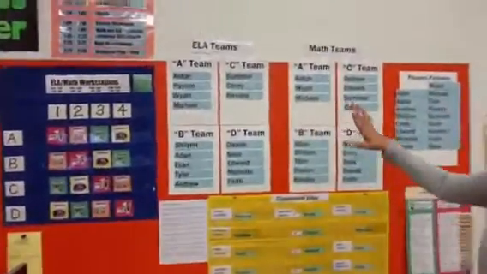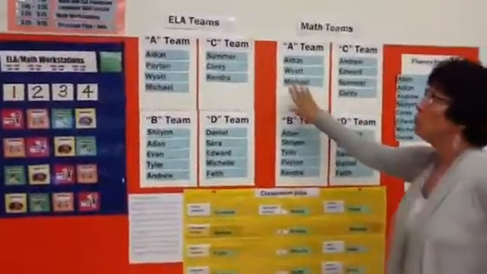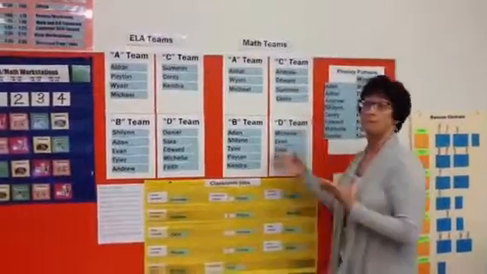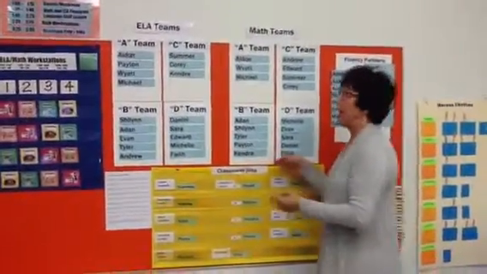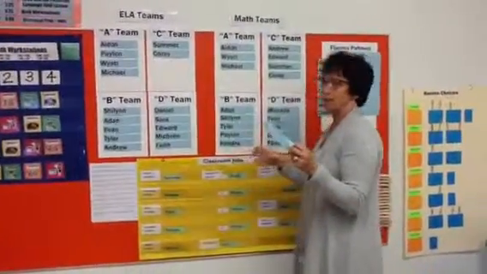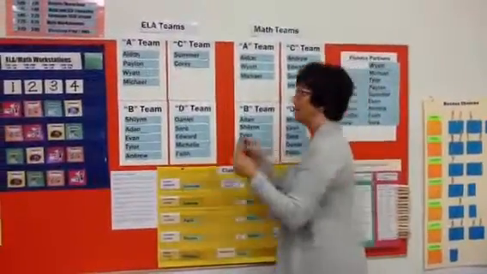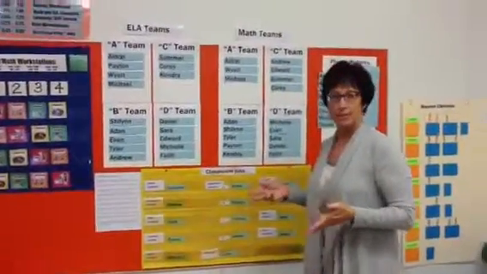The other item I have on the business center are the teams, who belongs on what team. I have separate teams for ELA and for math, because the skills and ability levels are different from one subject to the next. All of these items are placed on here with sticky tack because they are fluid. Kids can move at any given time from one group to the next, depending on formative assessments that I make.